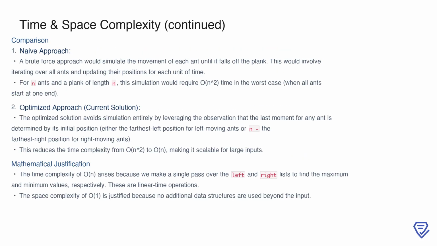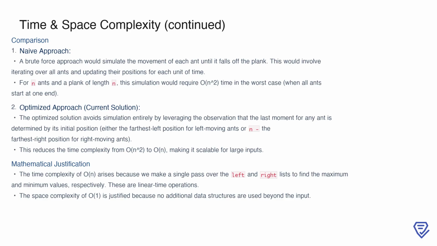Let us compare this solution to a naive approach. A brute force solution would involve simulating the movement of each ant until it falls off the plank. This would mean iterating over all ants and updating their positions for every unit of time. In the worst-case scenario, with n ants and a plank of length n, this would require O(n squared) time, an inefficient approach for larger inputs.